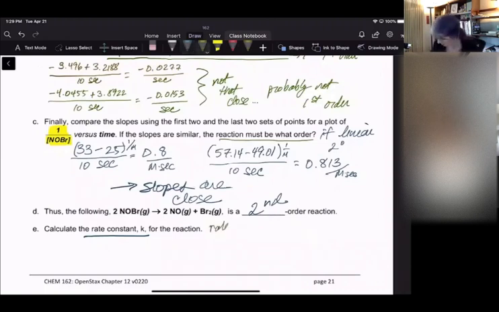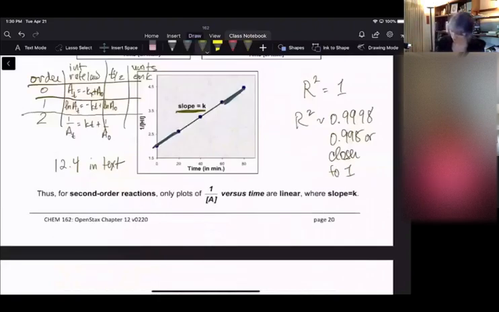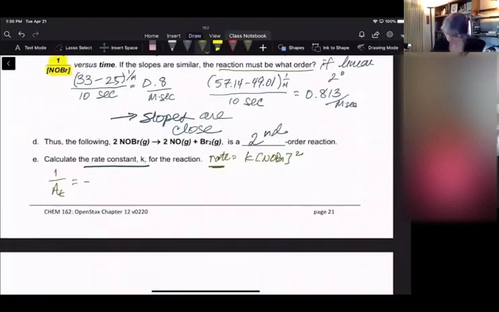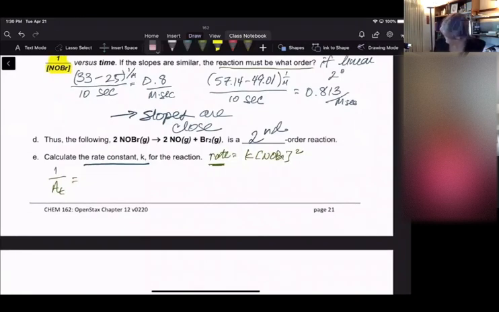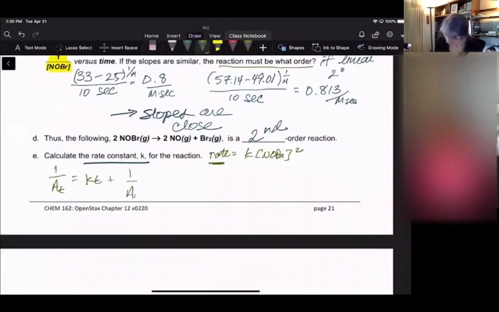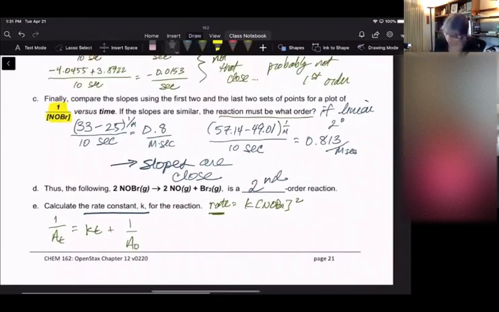You could say rate equals K times NOBr squared, but you would have to calculate that rate, which you've essentially done, right? Which rate would you plug in here? So that would be one way. Or you could say, I'm going to use 1 over A. Is that right? Did I pick the right one? 1 over At equals kt plus 1 over A naught. Yeah, that one might be a little bit easier because you just plug in those concentrations. We could use the slope from this one, yeah.